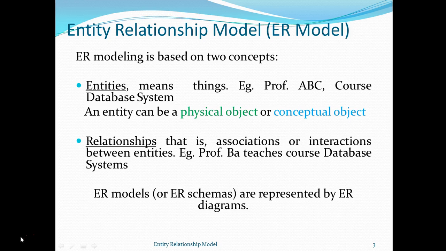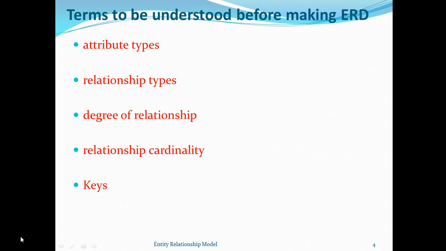So ER models, or sometimes we call them ER schemas, are represented by the ER diagram. With the ER diagrams, we are able to design our database. In order to understand the ER diagrams, we have to understand some terms like attribute types, relationship types, degree of relationship, relationship cardinalities, and keys. These are the key terms that will be used in the ER diagrams, and it is very important to understand these terms.